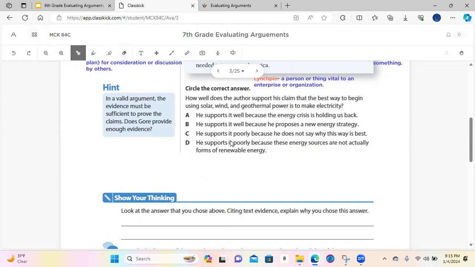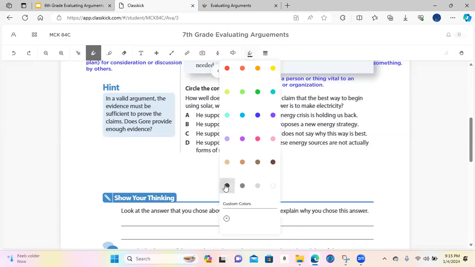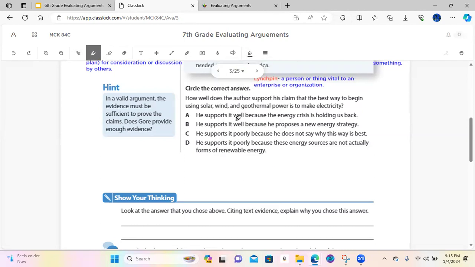All right, let us go ahead and read the options that we have. How well does the author support his claim that the best way to begin using solar, wind, and geothermal power is to make electricity? We're going to use a process of elimination to arrive at our answer. So we are going to eliminate those answers we know are wrong. So let's start with choice A. Look at choice A. Do you think that one is correct? Choice A says he supports it well because the energy crisis is holding us back.